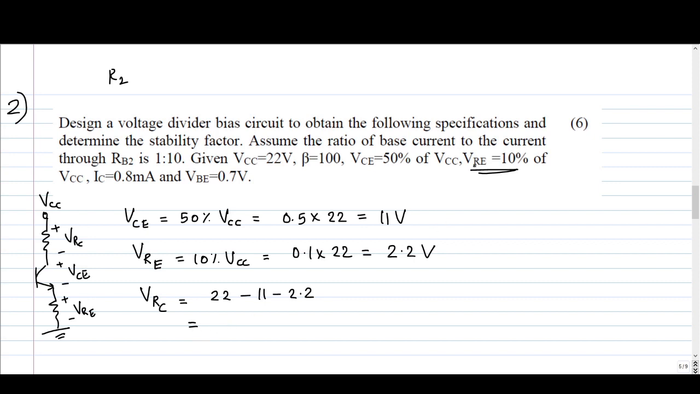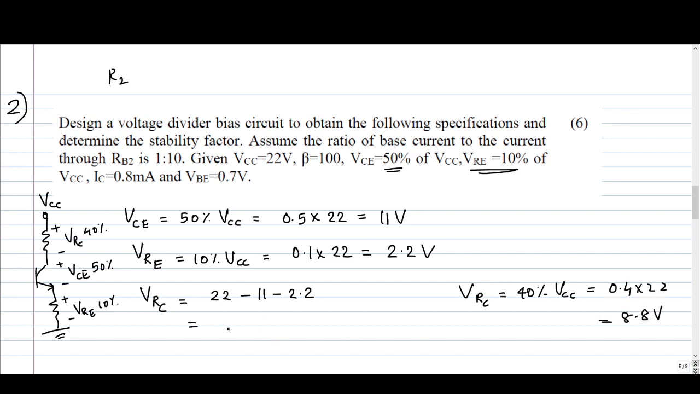Or you can do it in another way. VC is 50% of VCC, VRE is 10% of VCC. So 50% is dropped here, 10% is dropped here. So remaining 40% will be dropped across RC. That is also okay. So you can write 40% of VCC. If you do that, 0.4 into 22, you will get 8.8 volt.